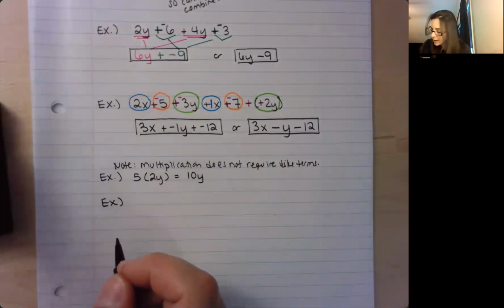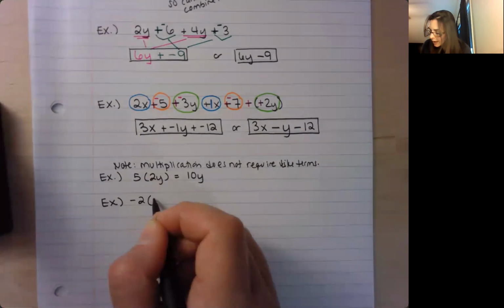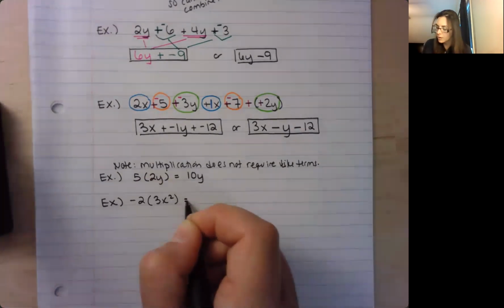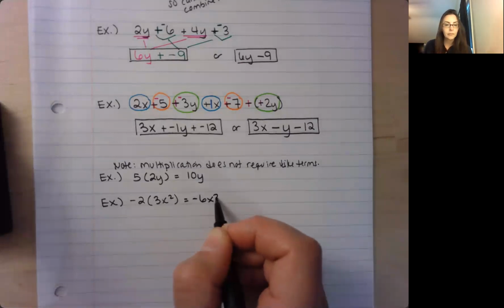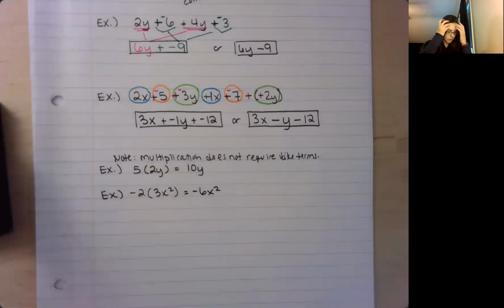Or maybe I have negative 2 times 3x squared. Negative 2 times 3 is negative 6, and I just have an x squared. Okay, so I do not need like terms for multiplication.